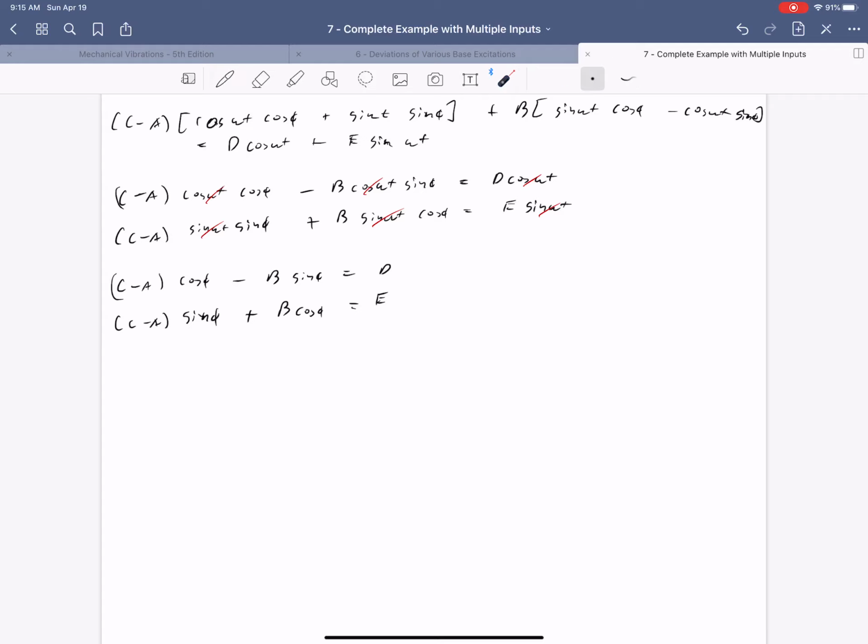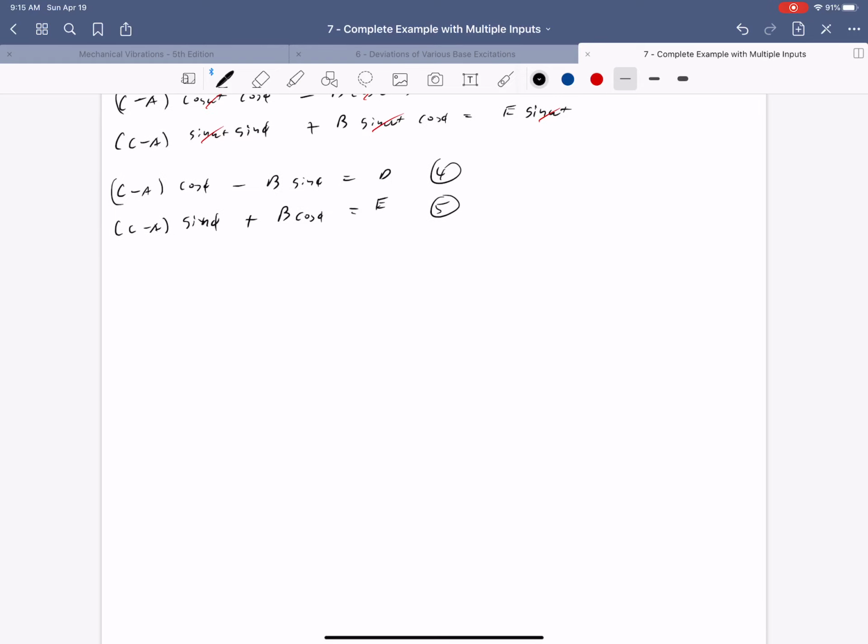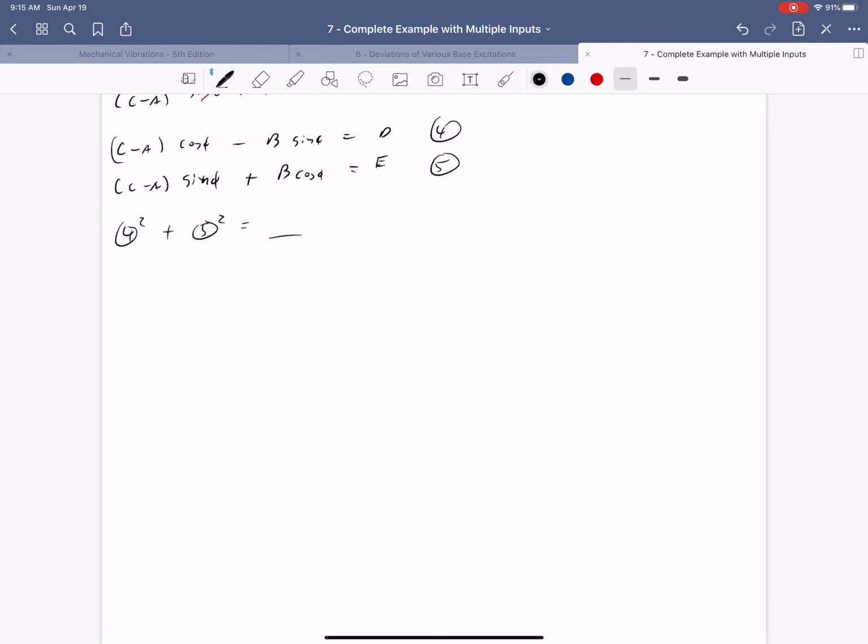Okay? So we'll label this 4 and 5 to be consistent with the other examples that we did. And then we're going to take 4 squared plus 5 squared, so add those two equations together. We're going to end up with c minus a squared plus b squared is equal to d squared plus e squared. Okay? Now, just to show you, because this becomes cosine squared minus 2bca. We've done this before. Look at the other examples and see how those all work out. But that's what we end up with.